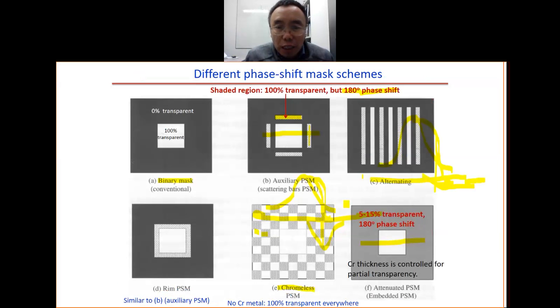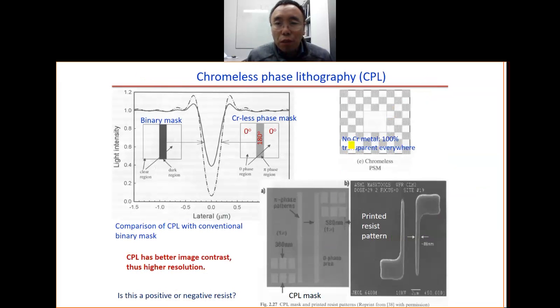So now let's look at this one in more detail. This is called a chromeless. There is no chrome metal, it is transparent everywhere. Even for this one, you can see this is the binary mask, so we have it blocked. This is the chromeless phase shift. This part is transparent, but it is very narrow. So in the end, this part, 180 degree and 0 degree, they cancel out. So you have this dashed line contrast. You can see this dashed line gives you better contrast than this binary mask, this solid line.